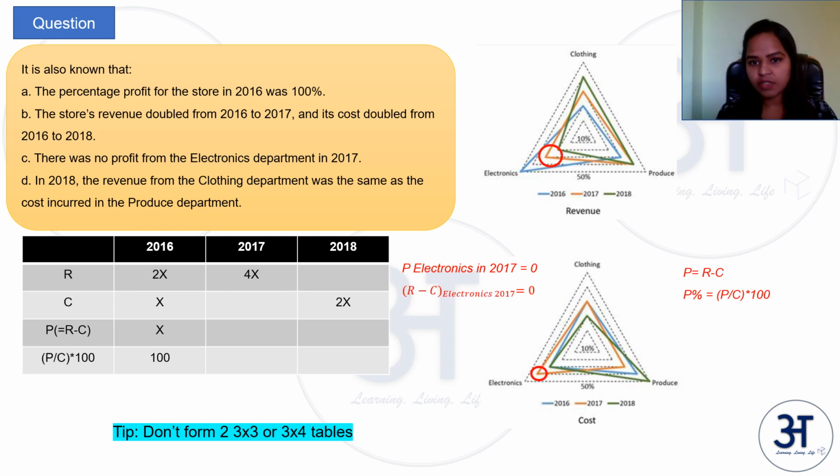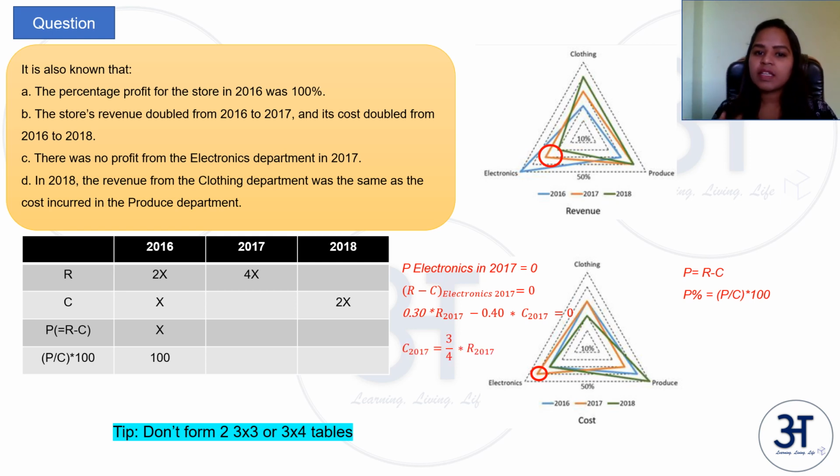electronics department in 2017. So 2017 is this orange color triangle. So we'll look at that triangle. So you can clearly see that for revenue it is on the 30% triangle and for the cost it is on the 40% triangle. So revenue minus cost for electronics in 2017 will be 0.3 into revenue in 2017 minus 0.4 of cost into 2017.